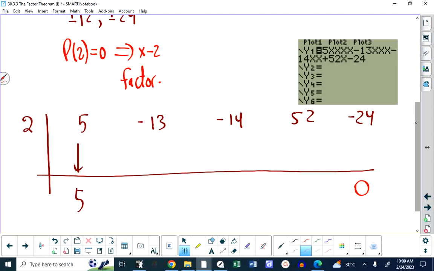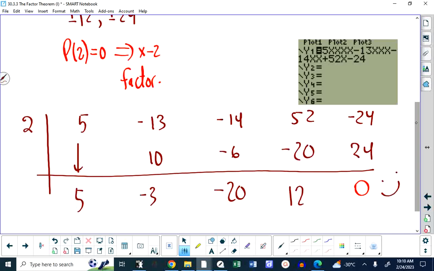I'm going to double check to make sure I've written everything down, but if I didn't get 0, then I would really for sure double check. 5, negative 13, negative 14, 52, and negative 24. 10, add, negative 6, add, negative 20, add, 24. All right, all is fine.